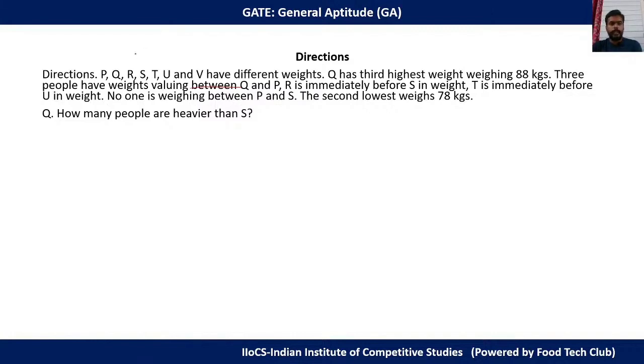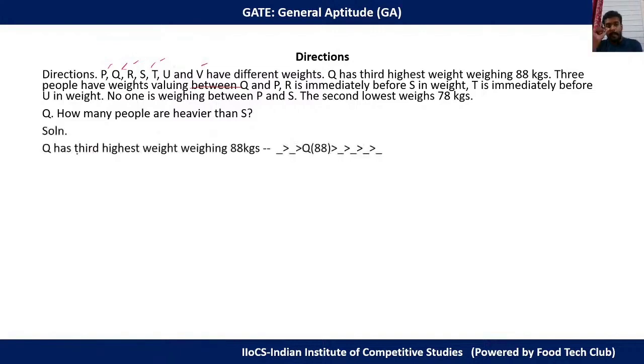मेरे पास कितने सारे कैरेक्टर्स हैं? देखो. 1 2 3 4 5 6 and 7. Okay. So I have 7 capitals. Now first condition क्या दिया गया है? Q has third highest weight weighing 88 kgs. Q का पोजीशन क्या? तीसरा. Okay. So इससे पहले मतलब 2 लोग होंगे. Q का पोजीशन तीसरा. और उसके बाद फिर बाकी सारे लोग होंगे. 7 लोग में से बाकी जो 4 लोग यहाँ पे आ जाएंगे.